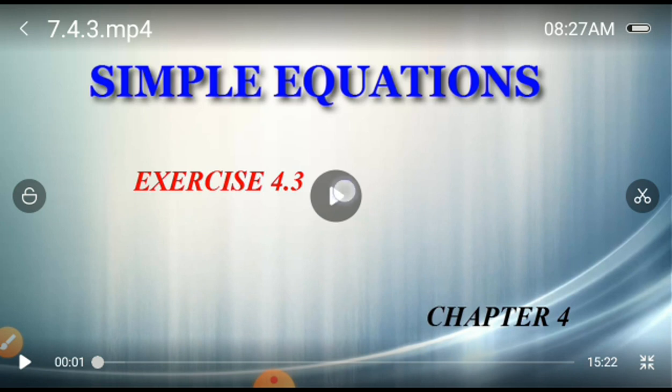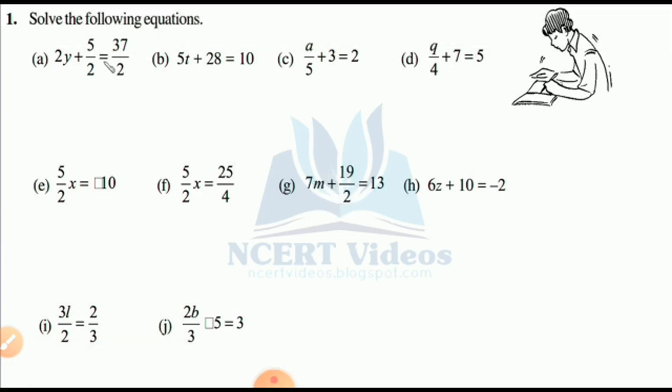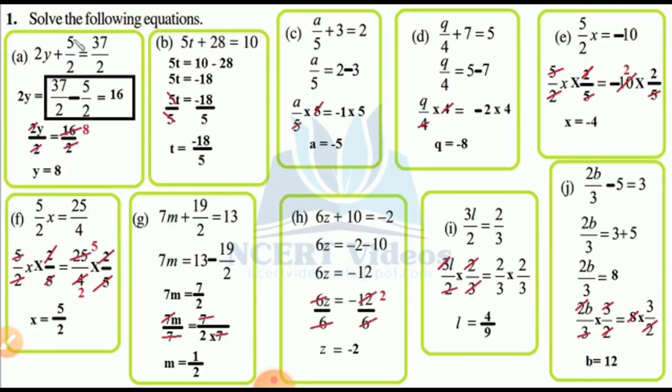So here are the questions of exercise 4.3. Question number 1, solve the following equations. (2y + 5)/2 = 37/2. Divide by 2, also you can say. Second one, 5t + 28 = 10. So look here, answers of all the questions.